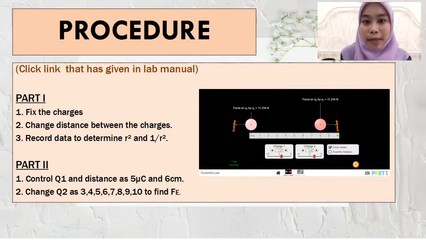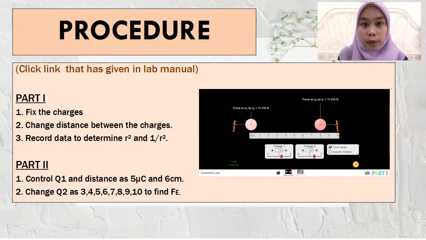To do this experiment, firstly we click the link given in the lab manual, and we can see an image displayed as shown in this slide. There are 2 parts in this experiment. For part 1, we fix the charge first. There are 2 charges, and we have to change the distance between the 2 charges from 3 until 10 to find the rate of distance and electric force. The data that we have obtained, we record in the table as given.